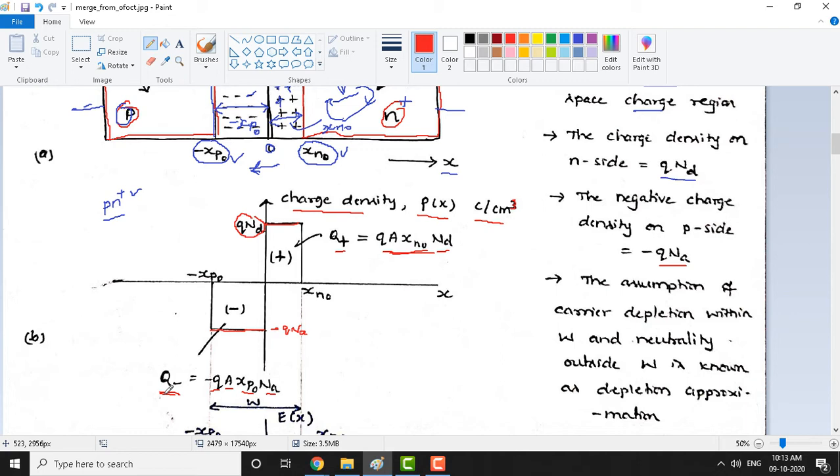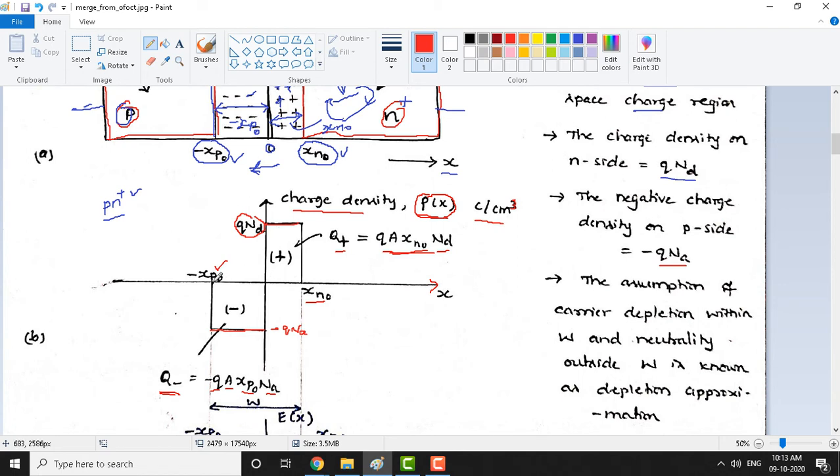So this gives you the total charges on the negative side of the p-n junction here. And this distance we already told about. Xn naught indicates the edge of the depletion region on the n side, xp naught indicates the edge of the depletion region on the p side. And if you observe this graph, the x axis is the distance x, and the y axis is the charge density, indicated as rho of x. Okay.